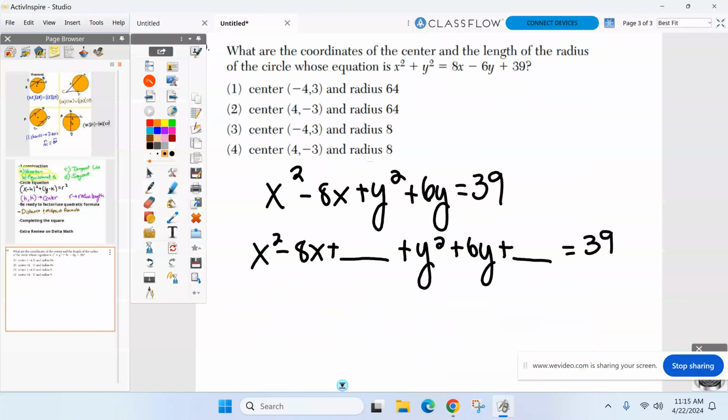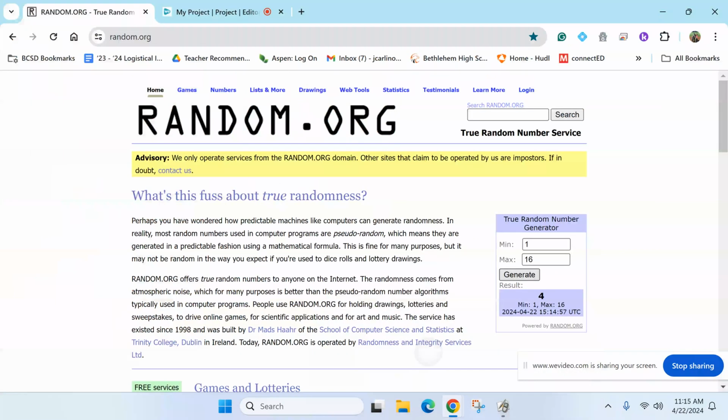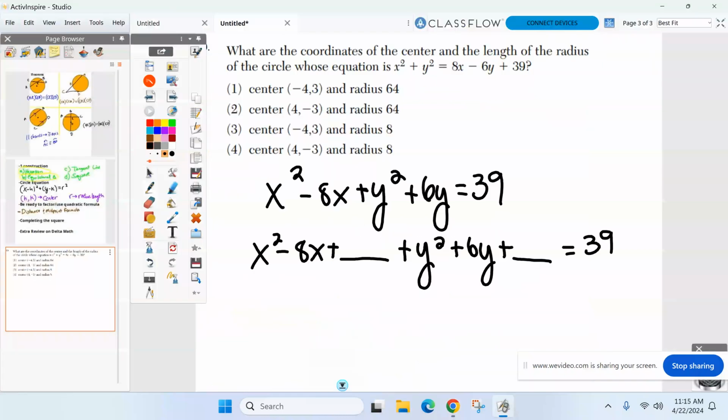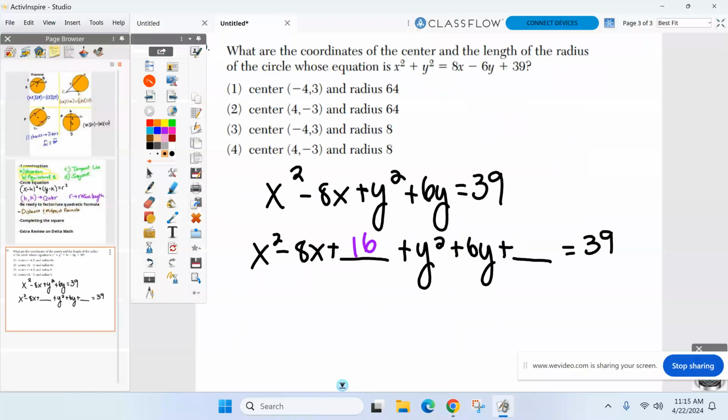So what's my new C value with the X's here? Aiden. 16. What's my new C value with the Y's here? 9. 9, good.